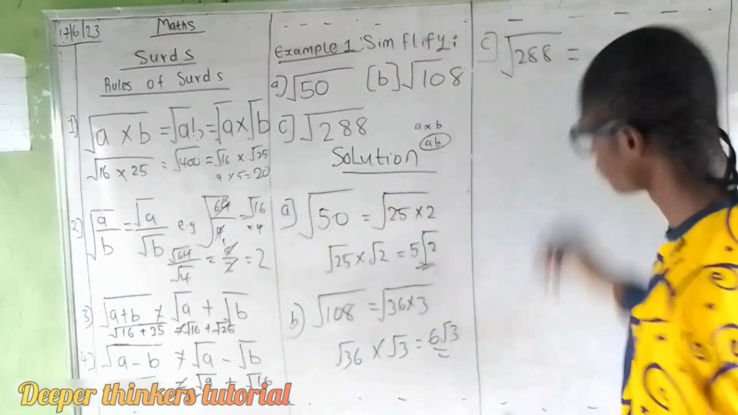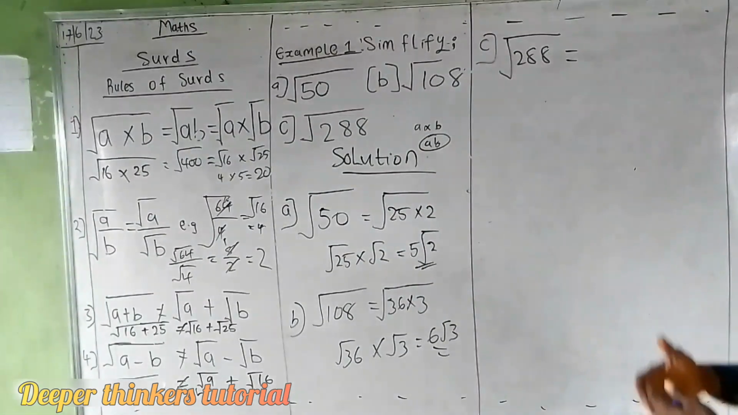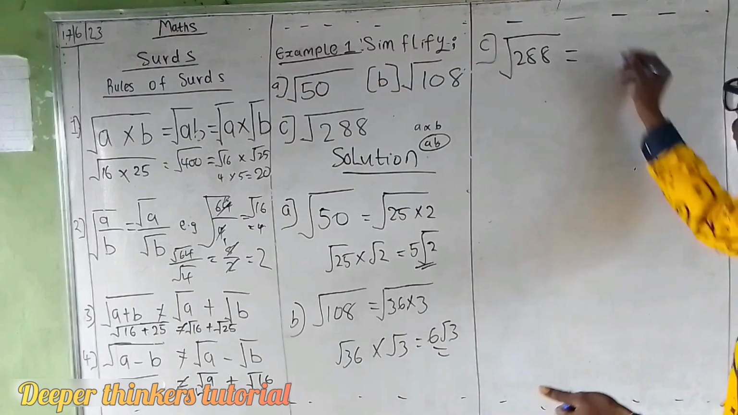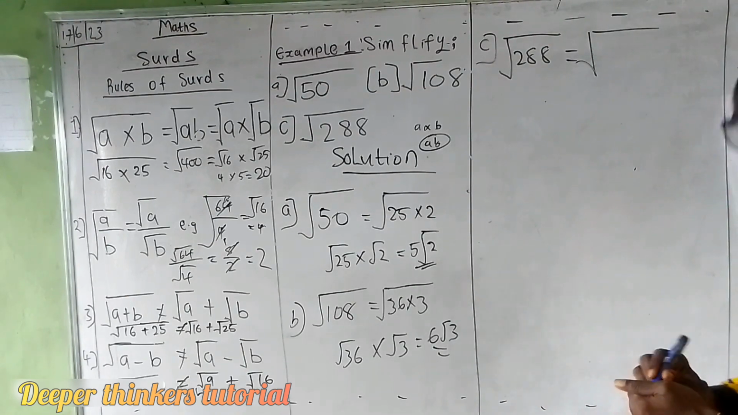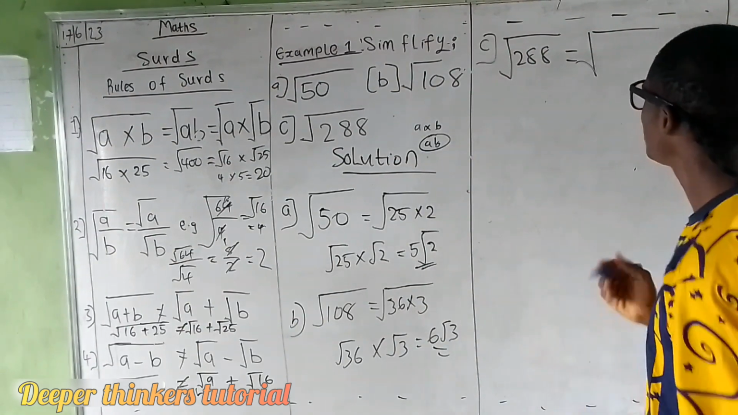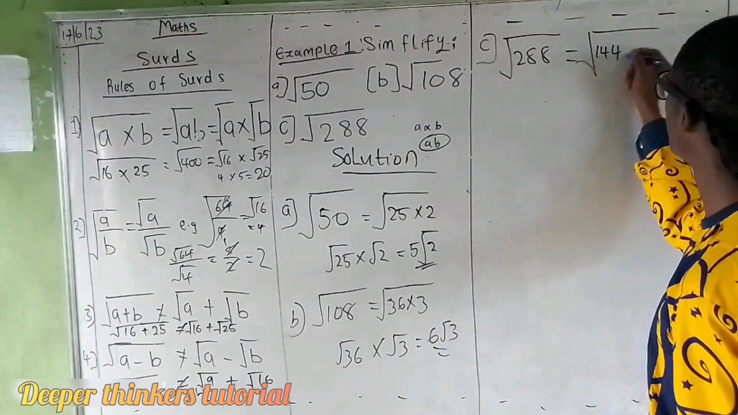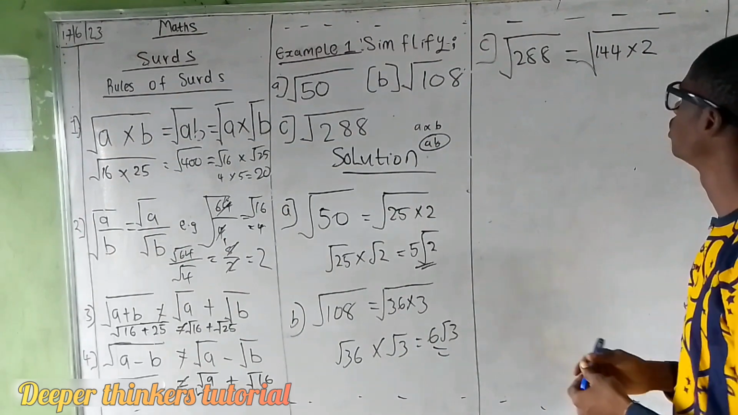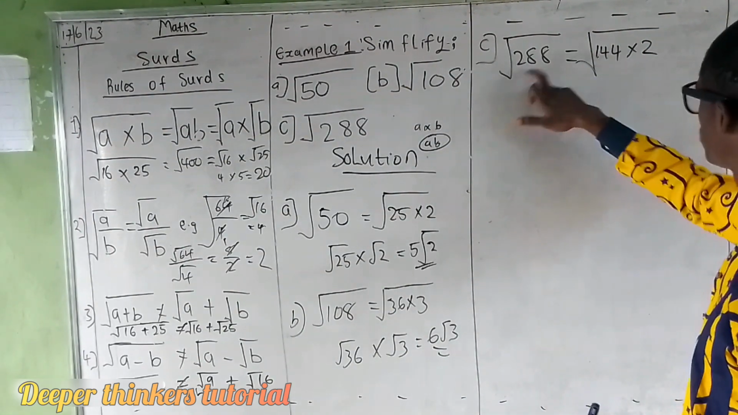288. Now what do we do to this 288? We find the perfect square that, when we multiply it together with another value, gives us 288. And that is 144 multiplied by 2. So when we multiply 144 by 2, it gives us 288.